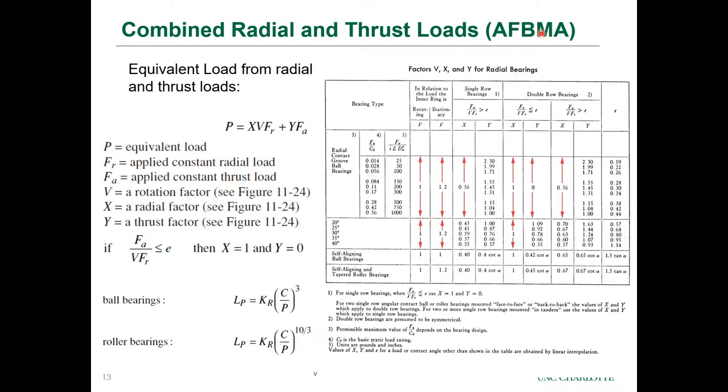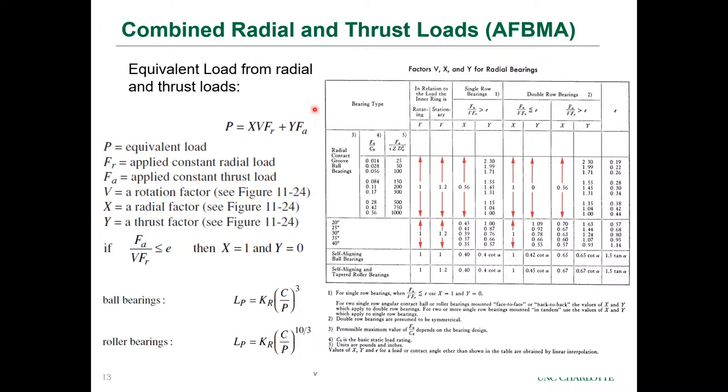Well, this comes from the Anti-Friction Bearing Manufacturers Association, and they give you this table here, which walks you through what to do if you have bearings. And they give you these five steps or these five notes. What we do is we have this equation to calculate P using these new factors, X, V, the radial load, Y, and the axial load. And this V is a rotation factor here, the X is a radial factor, and the Y is a thrust factor. Okay, if the thrust load over V times FR is less than or equal to e, this little e, then we set X to 1 and Y to 0.